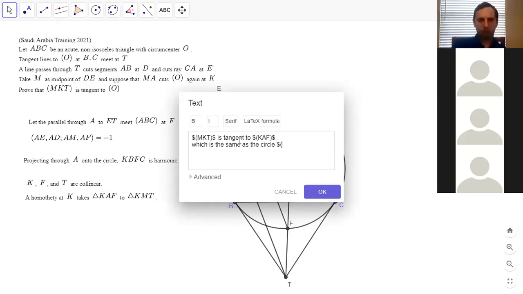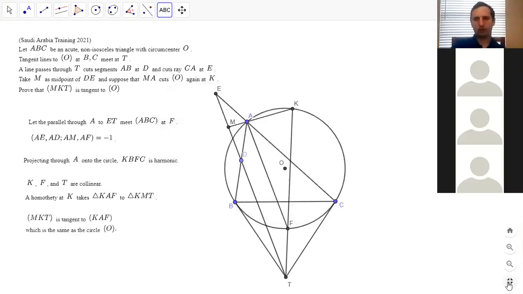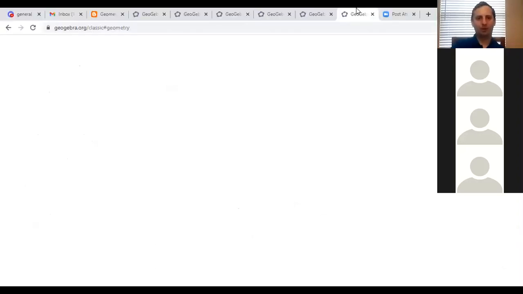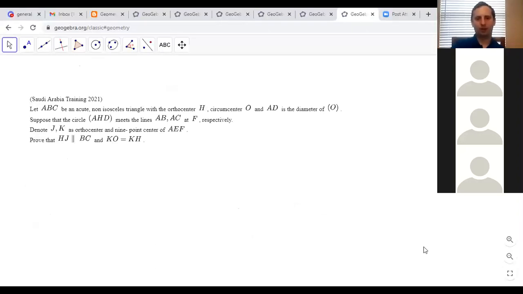All right. So we're getting through these pretty quick, and then there are those two harder problems. So this, I think, is the last of the easier problems.